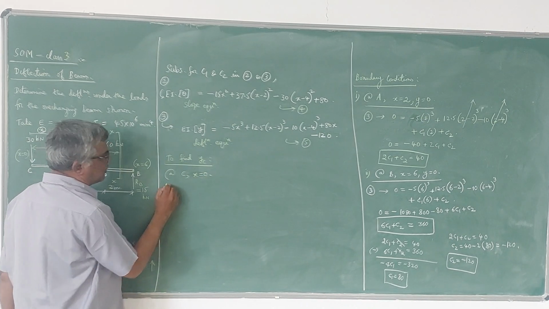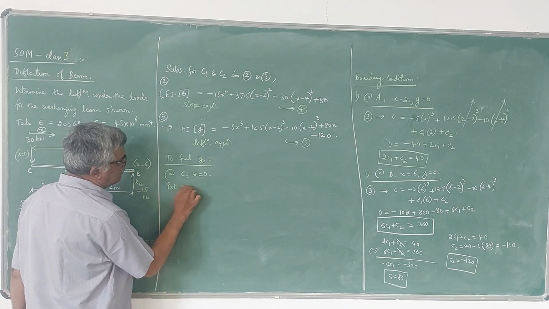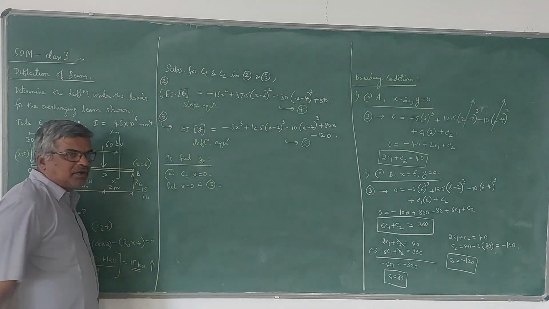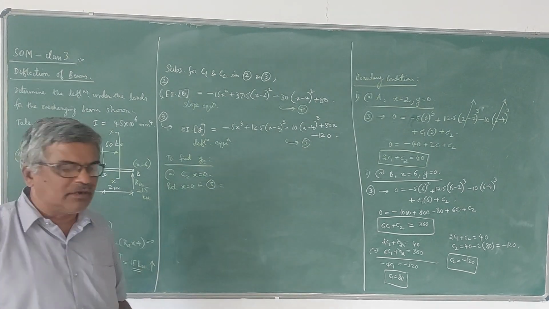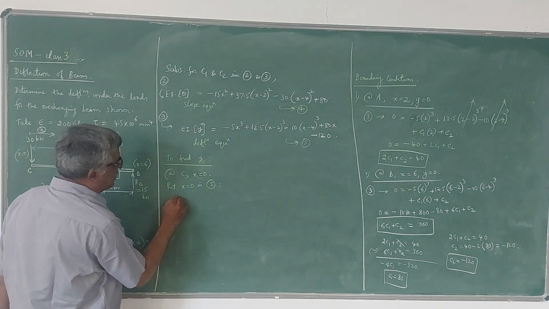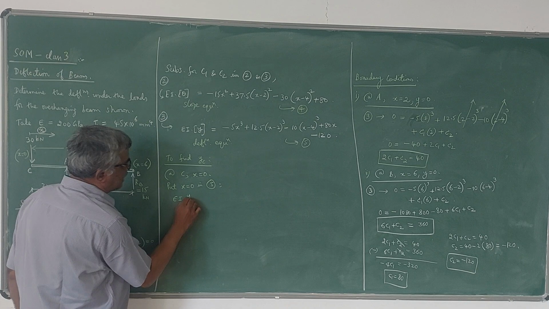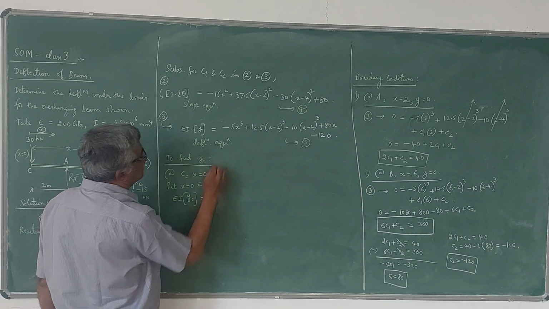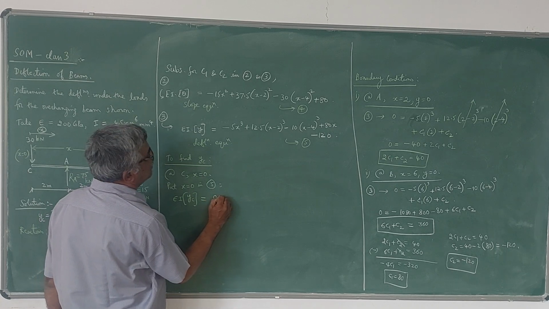So put x is equal to 0 in equation 5, and after substituting for x, if the term within brackets becomes negative, that term should be neglected. So that means we have EI into y, which I can write as YC, is equal to minus 5 into 0. So the first term becomes 0.